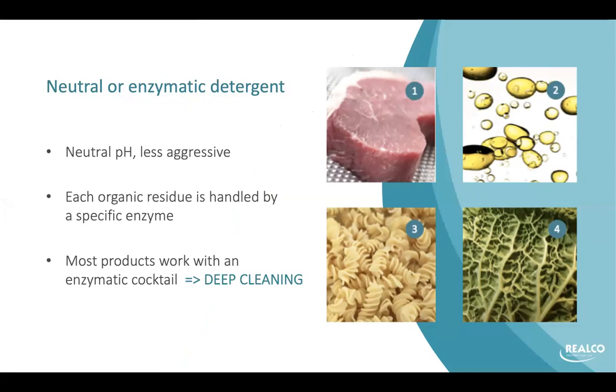And every type of organic residue is handled by a specific enzyme. So you can see on the picture there exist a lot of proteases which act on proteins and meats, lipases which act on lipids, amylases on starch, and finally cellulases which will act on cellulose or vegetable fibers. Most enzymatic and neutral products work with an enzymatic cocktail. That means that we mix a lot of different enzyme types, a lot of different proteases, lipases, or amylases in a product with the aim to reach a deep cleaning.